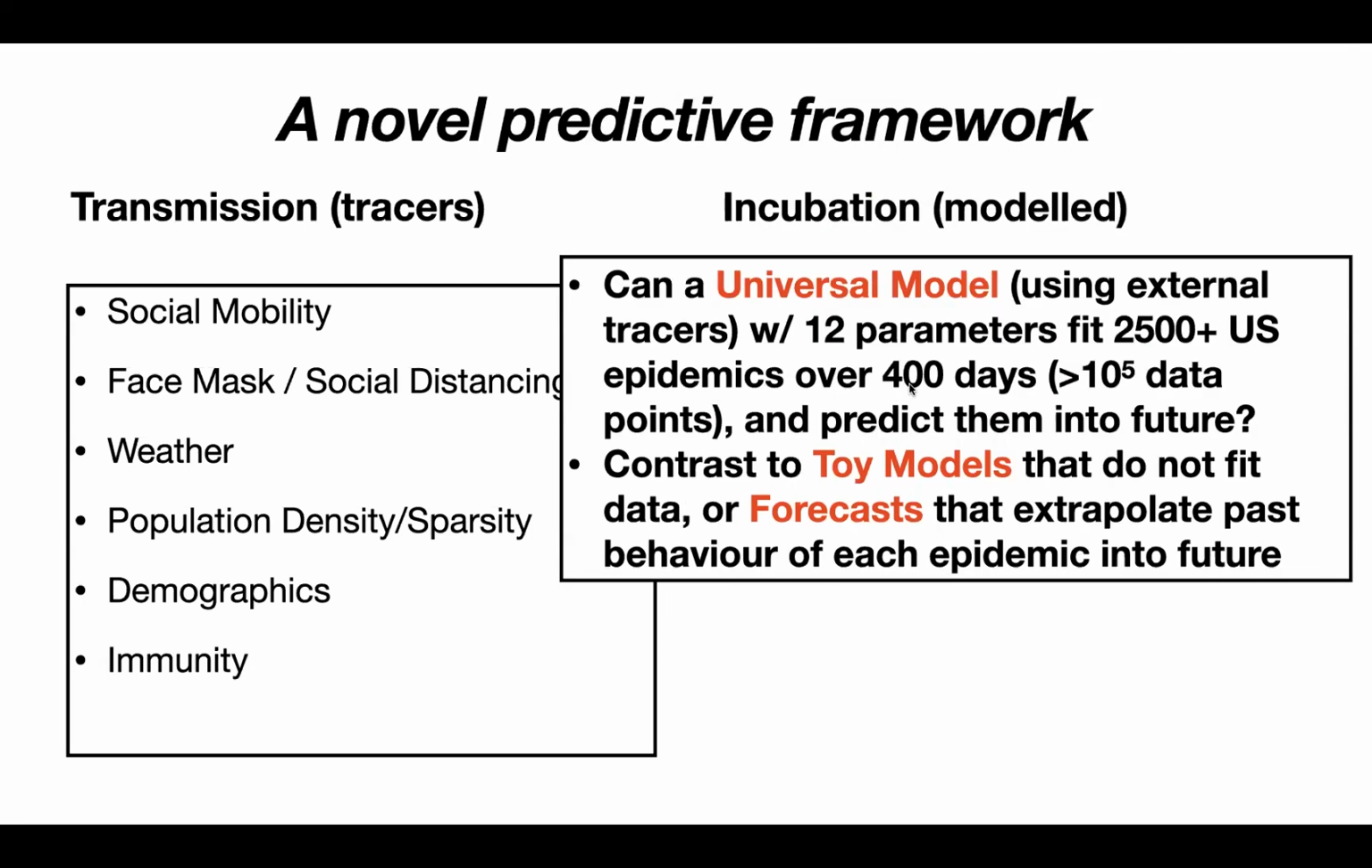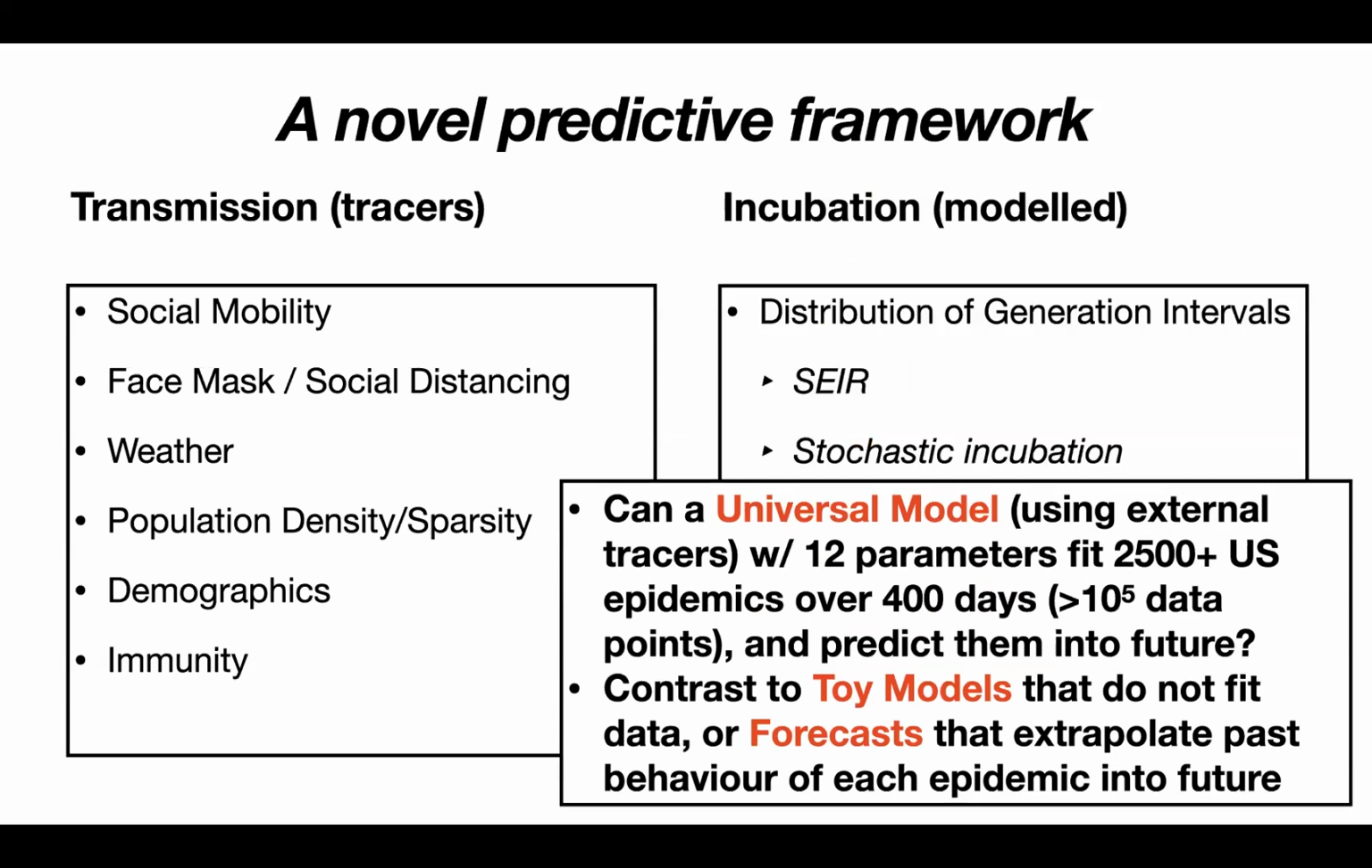And we have different models for this. And our strategy is basically to consider whether a universal model with, say, 12 parameters could fit 2,500 distinct epidemics over 400 days. So we have over 100,000 data points for growth rate of epidemic at various communities at various times.